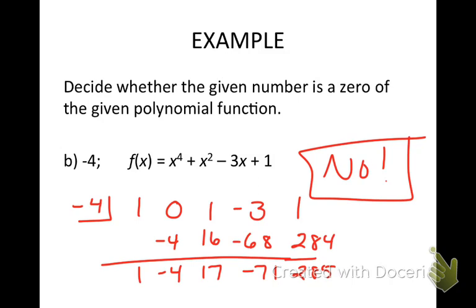Okay. All right, so that's all you're going to have to do for your homework. So you're going to have some problems where you're asked to find the remainder. So use your synthetic division to evaluate it, and then use synthetic division to determine whether something is a 0 or not. Questions with that? Easy enough?